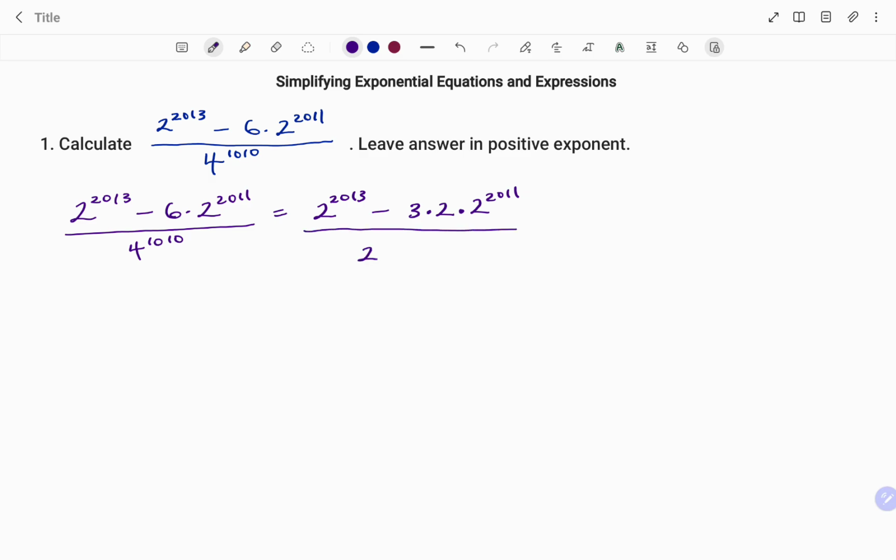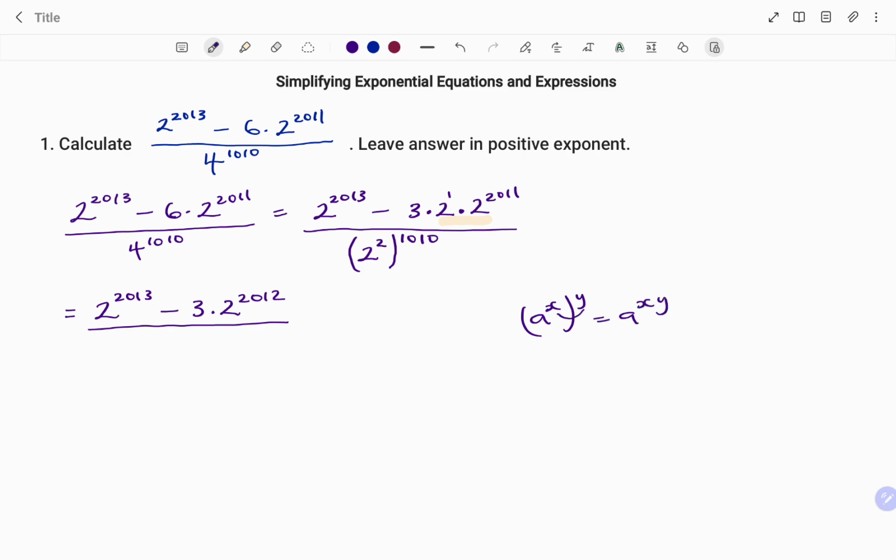Then we change our 4 into 2 to the power of 2, because 2 to the power of 2 is 2 times 2, which is 4. We still have a 1010 outside. So simplifying further, we have 2 to the power of 2013 minus, I'm going to apply laws of exponent here because they have the same base, so I'm going to add the exponent. There's an invisible 1 here, so I have that as 3 times 2 to the power of 1 plus 2011, that's 2012, divided by, laws of exponents at the bottom: if I have a to the power of x all to the power of y, this multiplies each other, it becomes a to the power of xy. So we have that as 2 to the power of 1010 times 2, 2020.